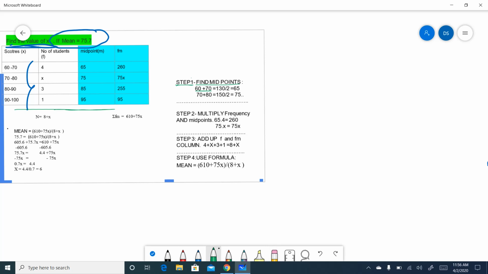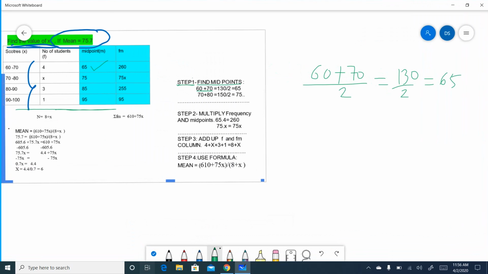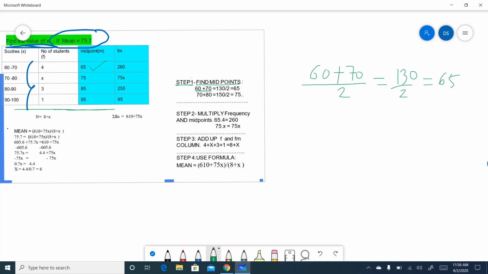So here what we are going to do, the process to find the midpoint is we add the two numbers and divide by 2, so it becomes 130 over 2, which is 65. 65 is our middle number here. Similarly you can find the midpoint of 70 to 80, which is 75, 80 to 90, which is 85, and 90 to 100, which is 95. These are our middle numbers.